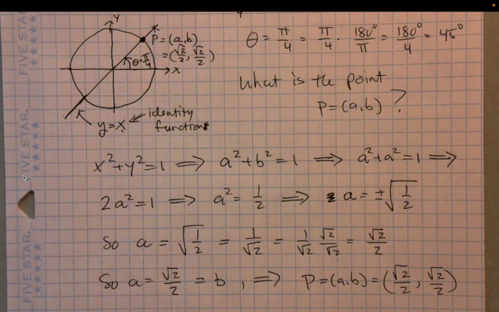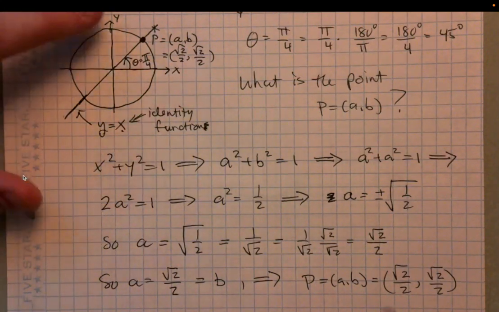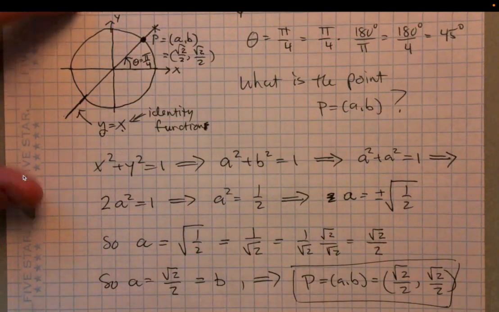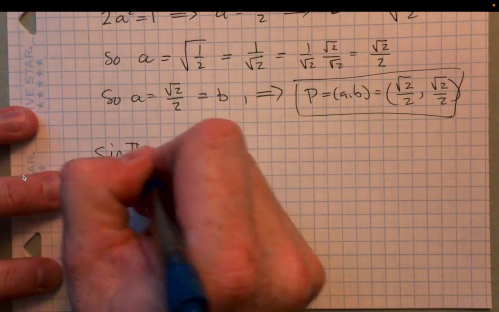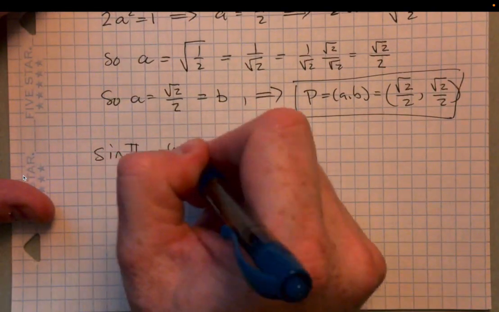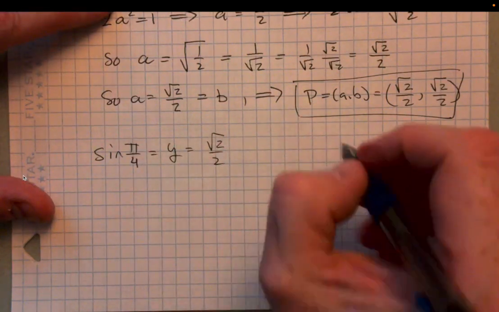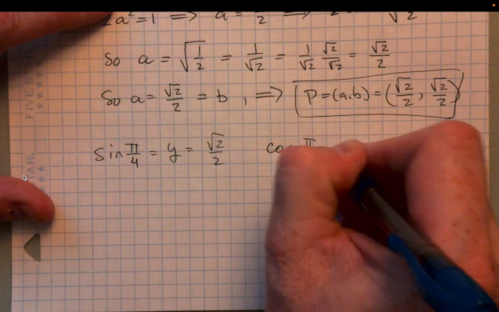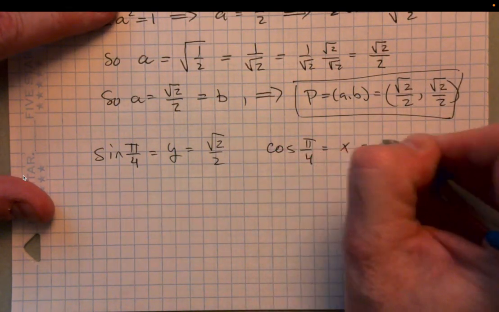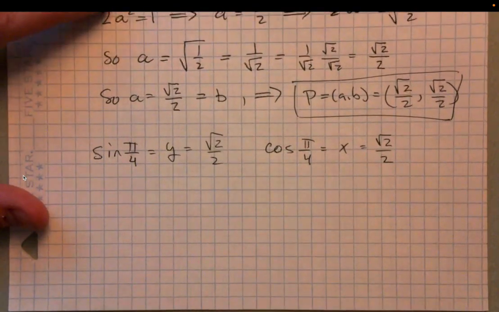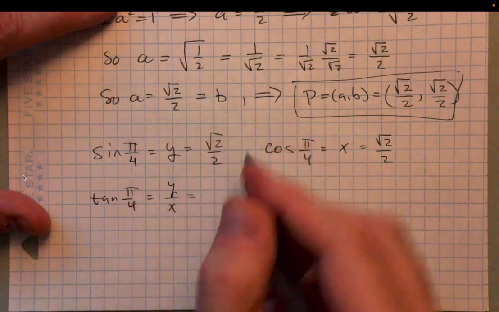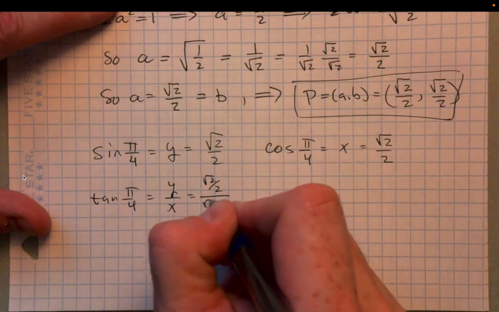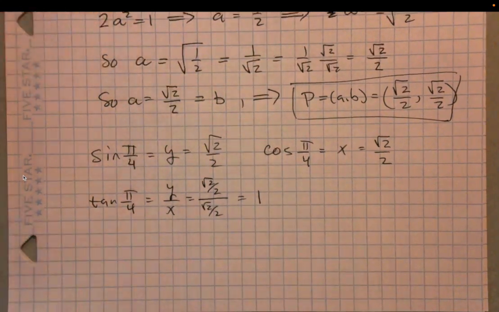And so now we know something about pi over 4. We know that it intersects the unit circle at square root of 2 over 2, square root of 2 over 2. So that means we can just use this to derive the 6 trig functions. The sine of pi over 4 is equal to y, which is the square root of 2 over 2. The cosine of pi over 4 is equal to x, which is again the square root of 2 over 2. The tangent of pi over 4 is equal to y over x, which is the square root of 2 over 2 divided by the square root of 2 over 2, otherwise known as 1. Anything divided by itself is 1.